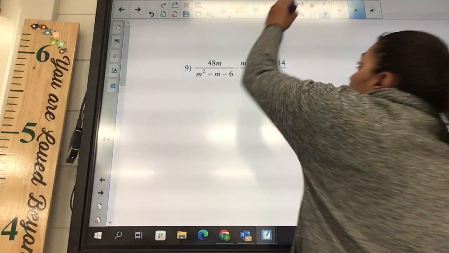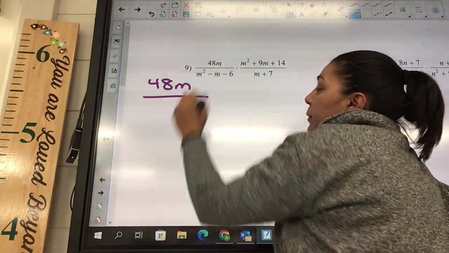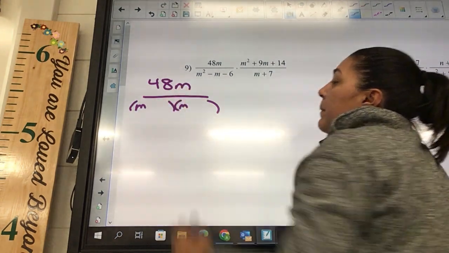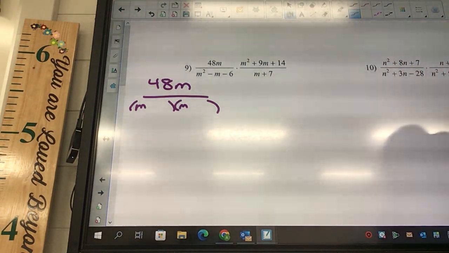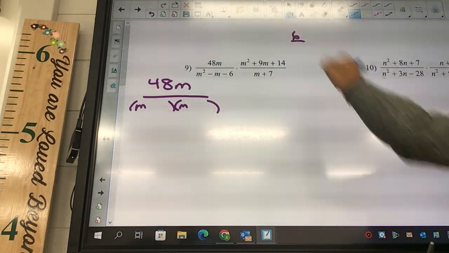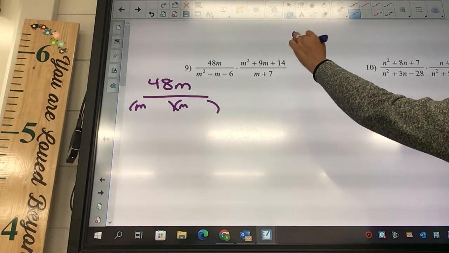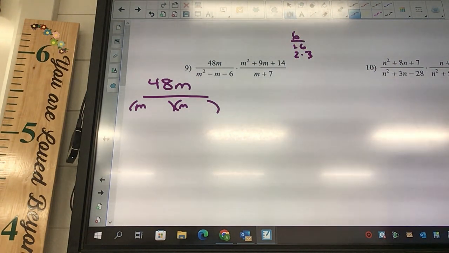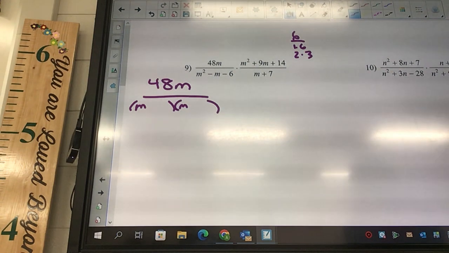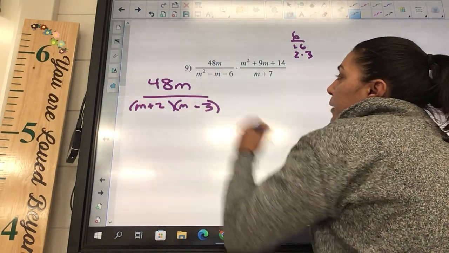Okay, so on the top, you're going to have 48M. On the bottom of this one, you're going to draw your 2 parentheses, and we do it just like the front page. We're going to say M and M, and we're making a list of what number? 6. Some factors of 6 are 1 and 6, 2 and 3. I'm trying to get to what? -1. So how can I get a -1? Plus 2 minus 3. Good.